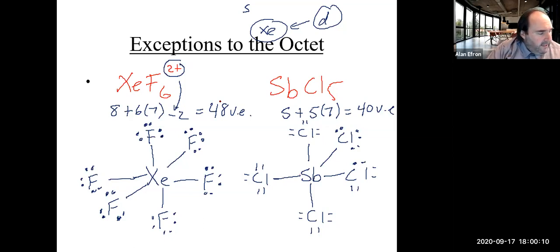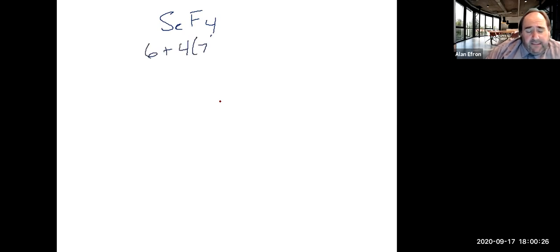All right, looking at the one I erased, which I think was SeF4. Same idea here, selenium is group 6, so that's a 6 plus 4 times 7. That's 28, and 6 is 34. And that's going to be Se in the middle, fluorine on the outside in this case.